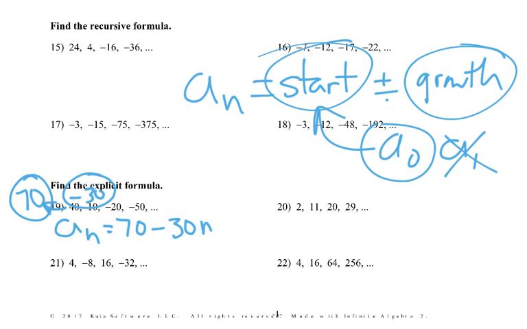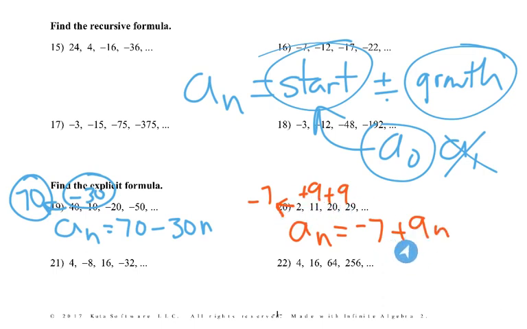Okay, so 20. 2 to 11 to 20 to 29, looks like we're adding 9 each time. So going backwards, 2 minus 9 would be negative 7. So I go a sub n equals my starting number, negative 7, plus 9 times n. Because they're arithmetic, that repeated addition we show through multiplication.